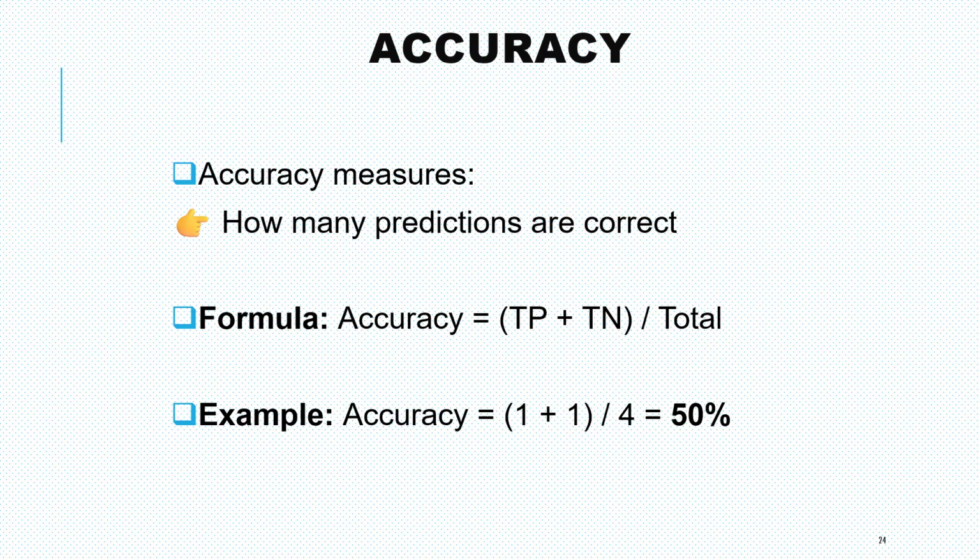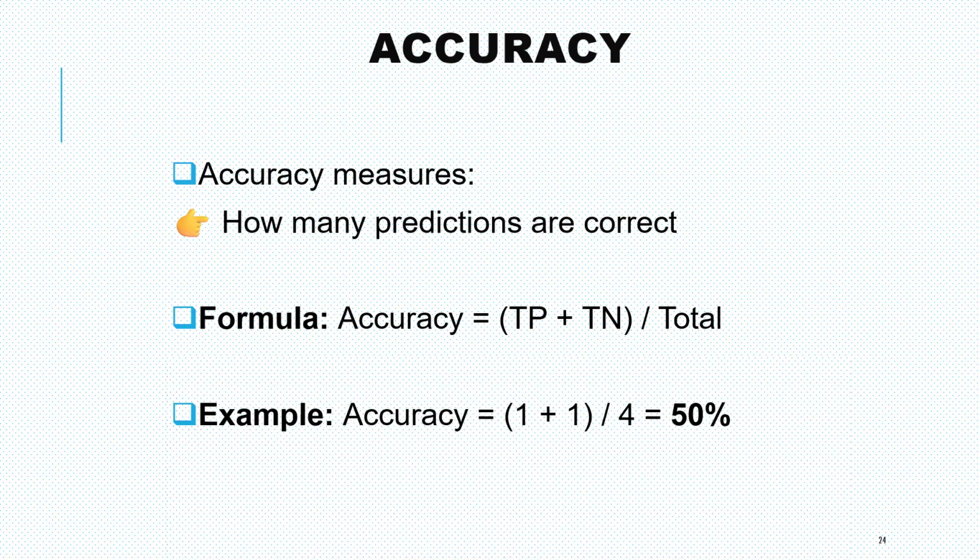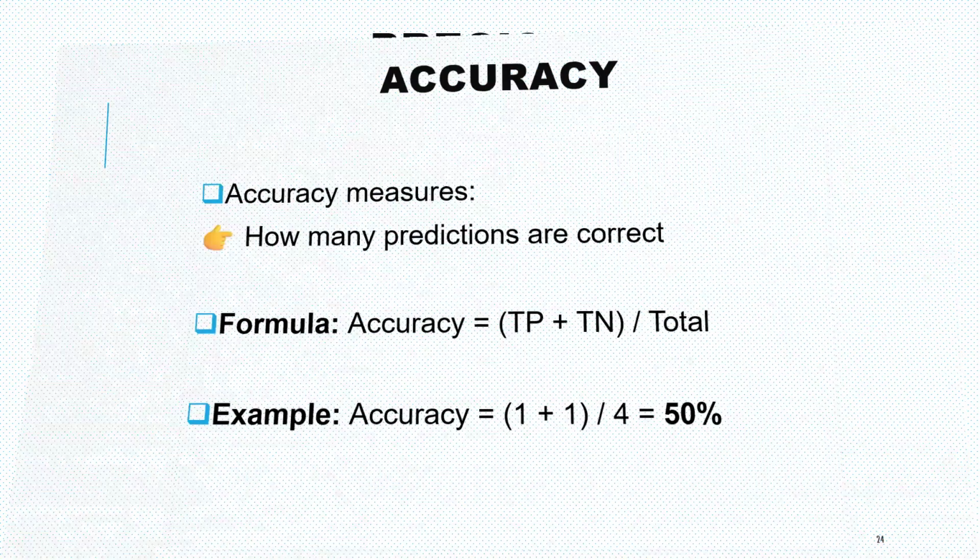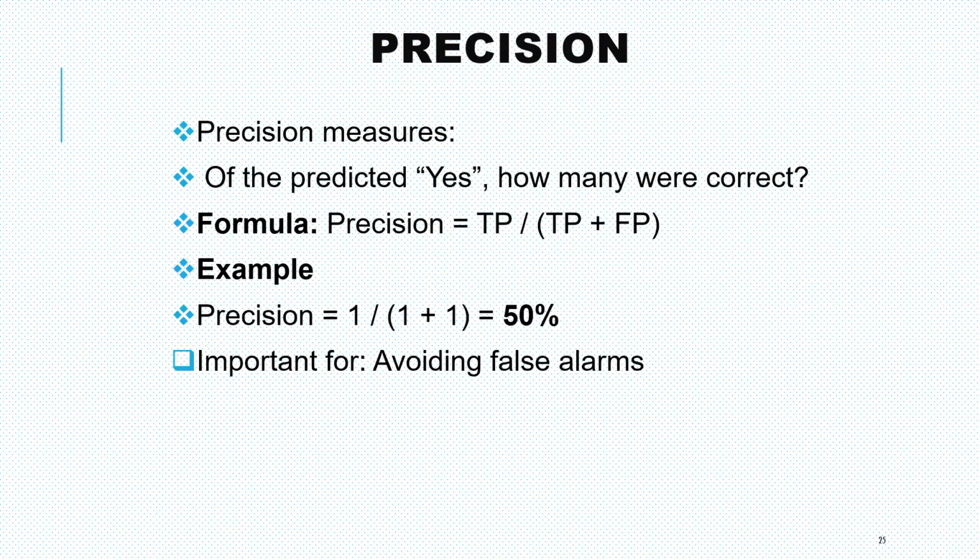Did you get the mathematics? Yes, please. Okay. Now let's look at precision. It measures, of the predicted yeses that you had, how many were correct. You can have yes, but it is wrong, isn't it? So the formula says true positive divided by true positive plus false positive. We are looking at the ones that are correct.